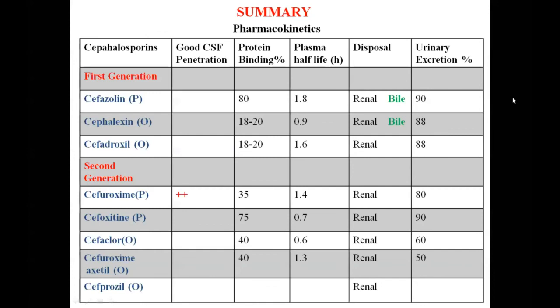Second generation, if you see the pharmacokinetics among the CSF penetration, cefuroxime is the only second generation cephalosporin which has a CSF penetration. Cefuroxime axetil I have not mentioned here, but that also has a good CSF penetration. But both these drugs are not used for meningitis because we have better third generation drugs like ceftriaxone and ceftazidime, which can be used for meningitis. Then most of the drugs have renal excretion, as you can see here.